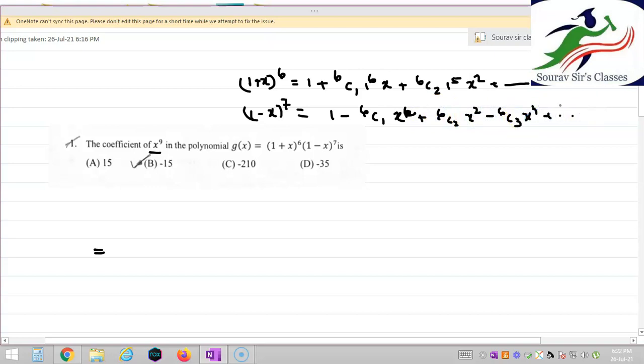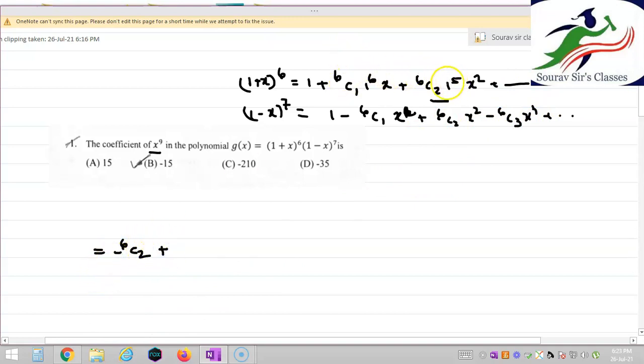You can see that when the power of x is odd, we get a minus, and when the power of x is even, we get a plus. So the first x to the power 9 I get when x square is multiplied by x to the power 7. The coefficient of x square is 6c2, and the coefficient of x to the power 7, since the power of x is odd, will be a minus.